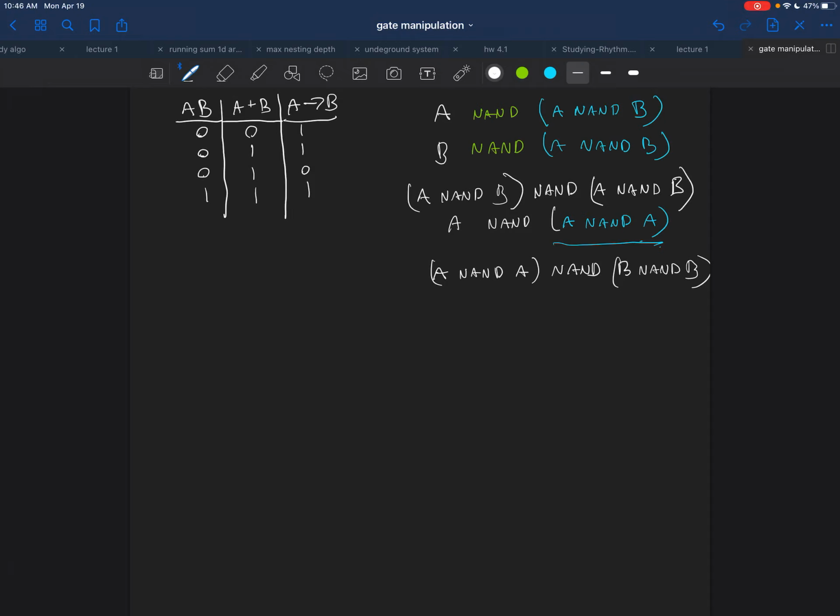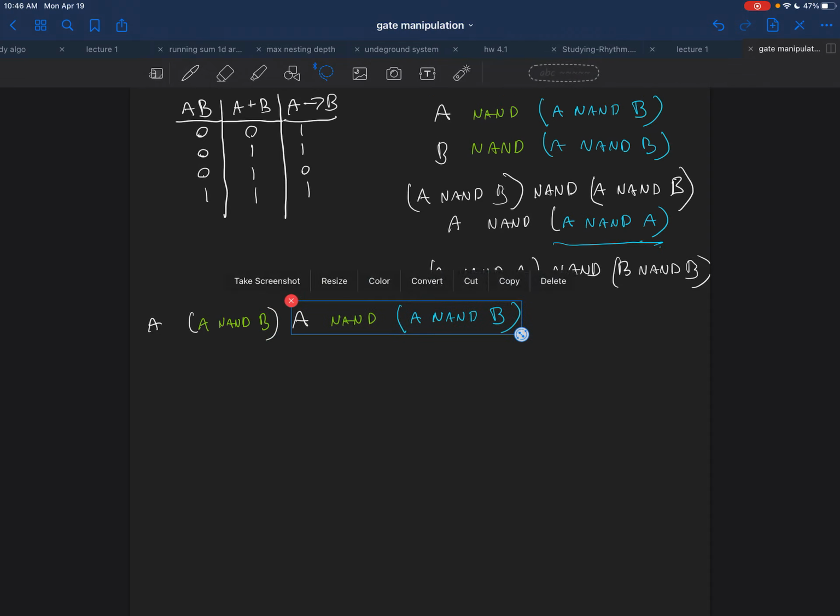So okay, let's try A and then A NAND B. I'm just going to copy and paste because this is a lot of writing. I'm going to minimize it. Okay, let's try this table.